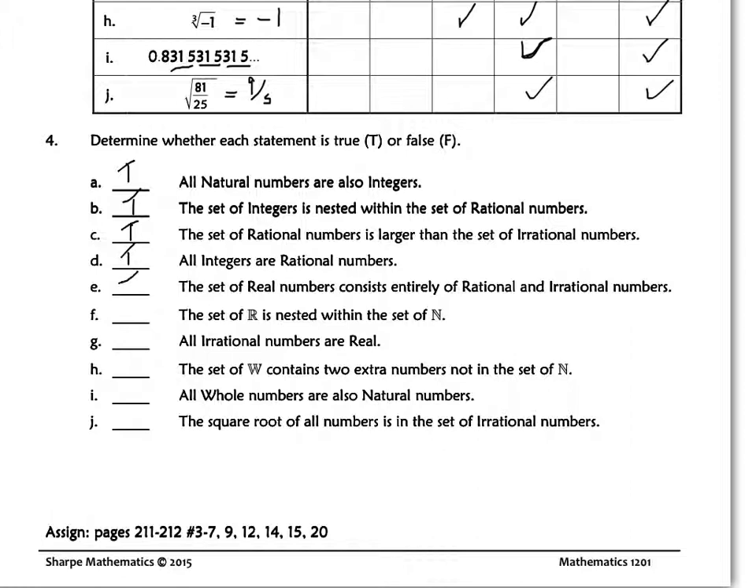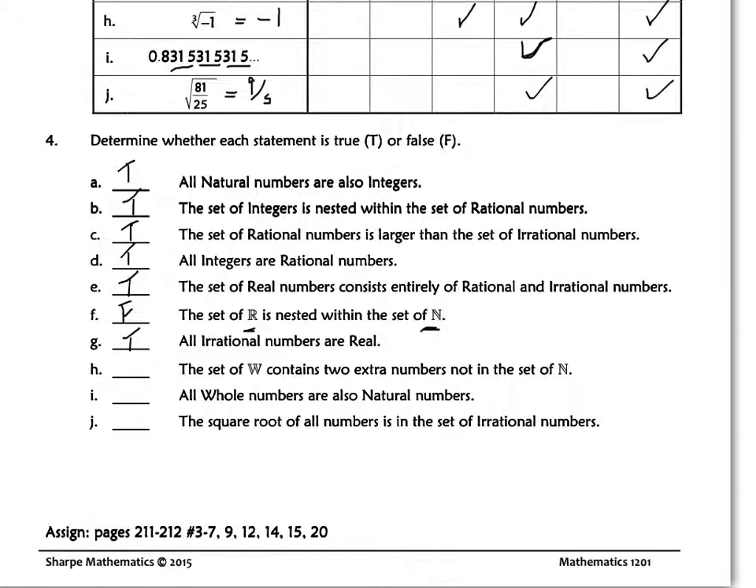That's also true. The set of real numbers is nested within the set of naturals, and that's false, because if that were the case, then all real numbers would also be natural. That's not true. All natural numbers are real. Had the R and the N been switched, then it would be true, but the way it's written there, it's false. All irrational numbers are real.